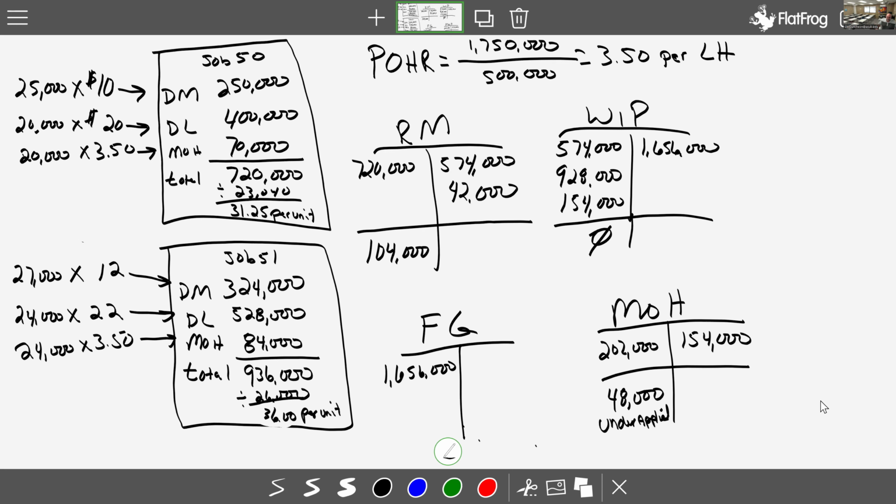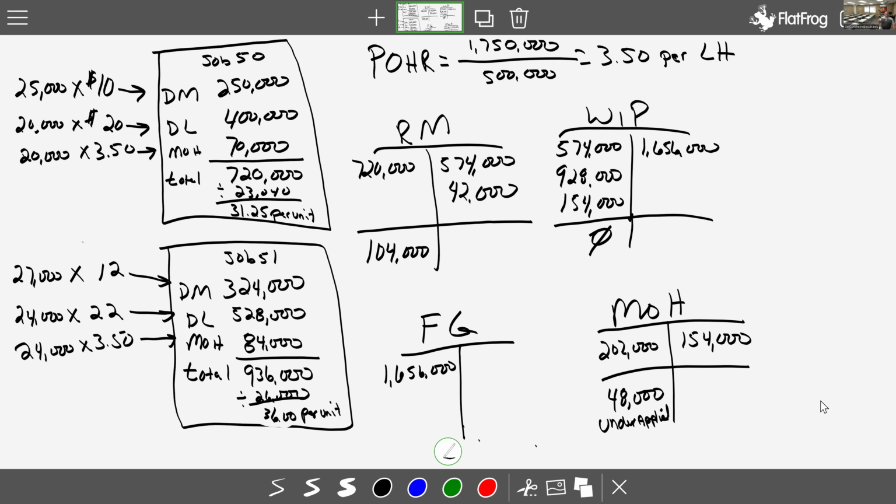We're not going to have to journal it in this class or for this particular question, but remember, class, that when we have under applied overhead, we have to add it to our cost of goods sold. It increases our cost of goods sold and decreases our profit.